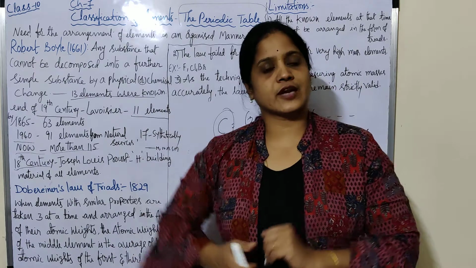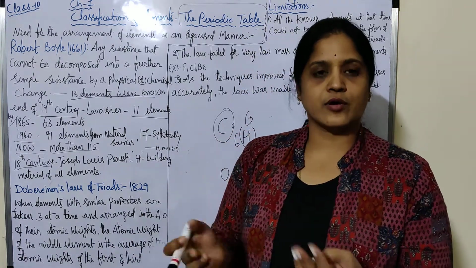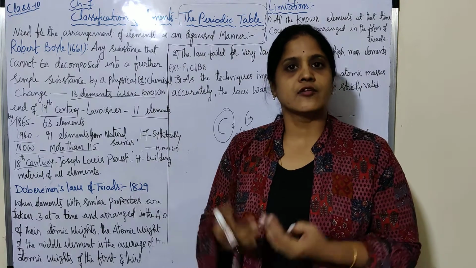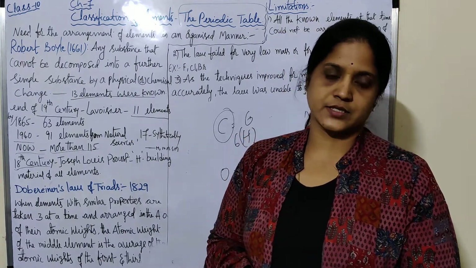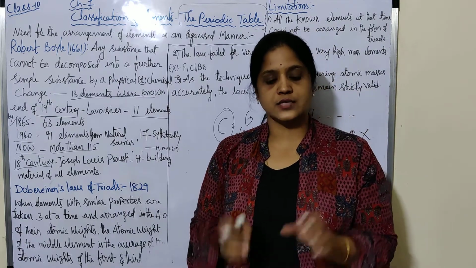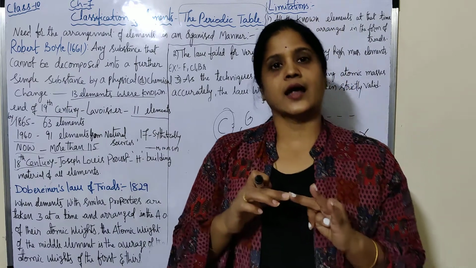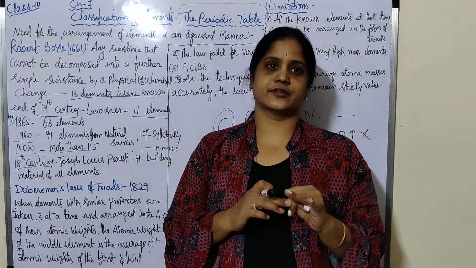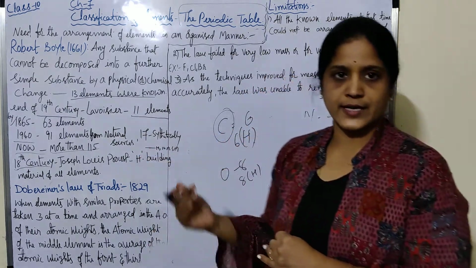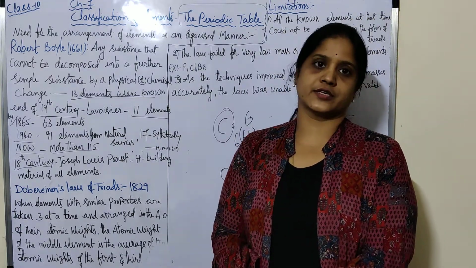Out of the 45 classifications, just 3 are given in our textbook, because these 3 are the famous classifications. What are those 3? The first is Dobereiner's classification, then Newlands' classification, and Moseley's classification. I will explain each one. The first one is Dobereiner's classification.